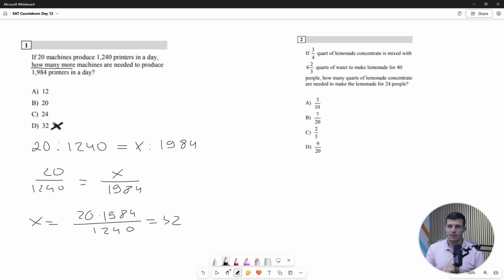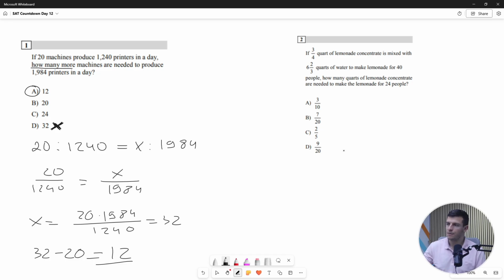Okay, so we need how many more machines are needed. We already have 20 and they're printing 1240. We need 32 in total, so that means we need 32 minus 20, which is 12 more machines. 12 more machines to print the amount that we needed. Okay, very simple question, but could easily be wrong because of that 32 thing.